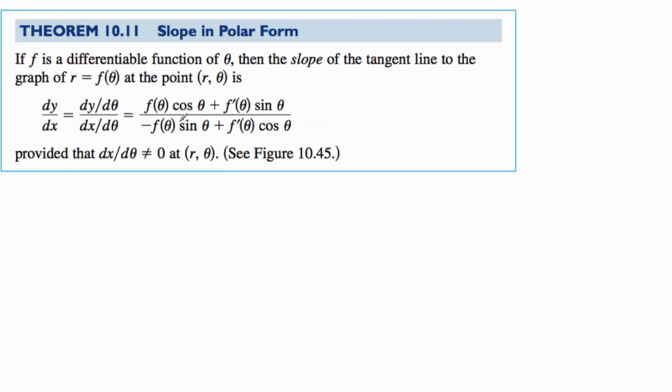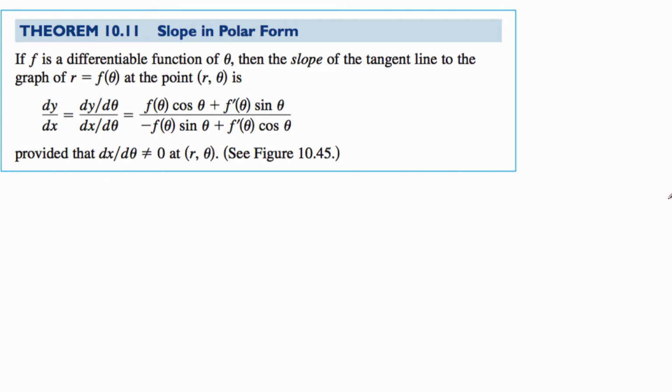It's going to be our function times cosine plus the derivative of the function with respect to theta times sine, divided by minus f sine theta plus f prime cosine theta. Now, folks, I don't memorize this. I get too confused, so I figure it out every time I need to use it.